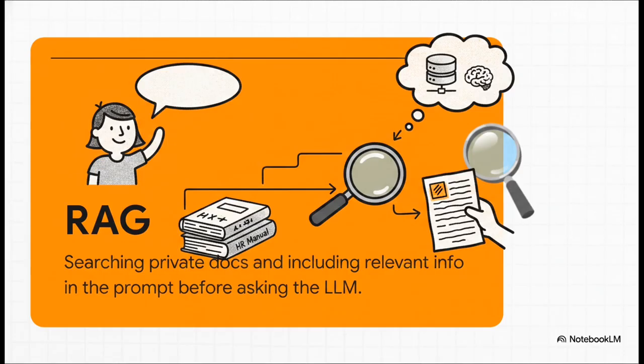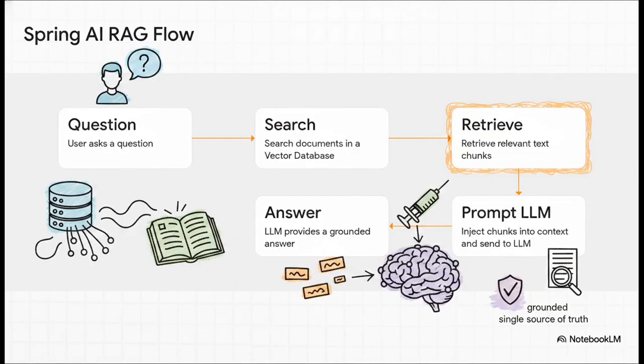Let's think back to our neighbor analogy. If the neighbor doesn't know your company's HR policy, you don't force them to sit down and memorize the entire manual. No. Instead, right before you ask them your question, you search through the manual yourself, you rip out the one specific highlighted page that has the answer, you hand it to them, and you say, "Hey, using only this page, answer my question." That is exactly what RAG is. Let's walk through the exact step-by-step flow of how Spring AI executes one of these RAG pipelines.